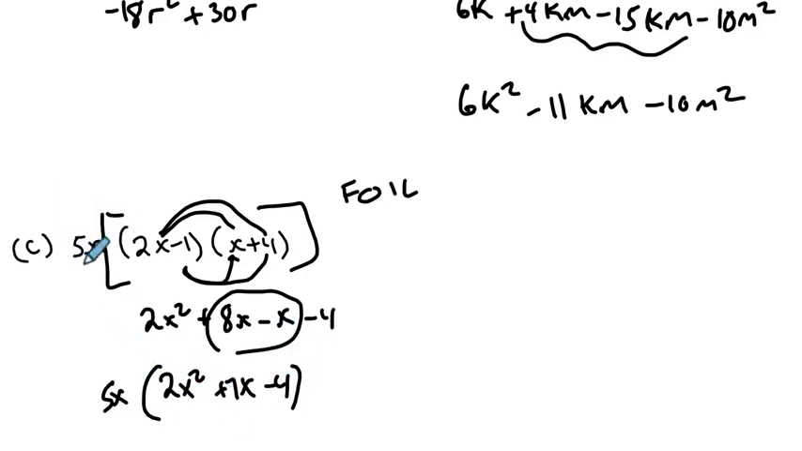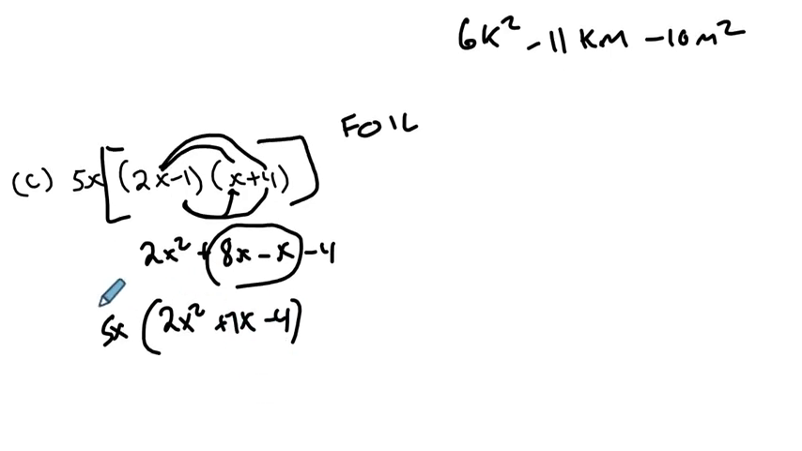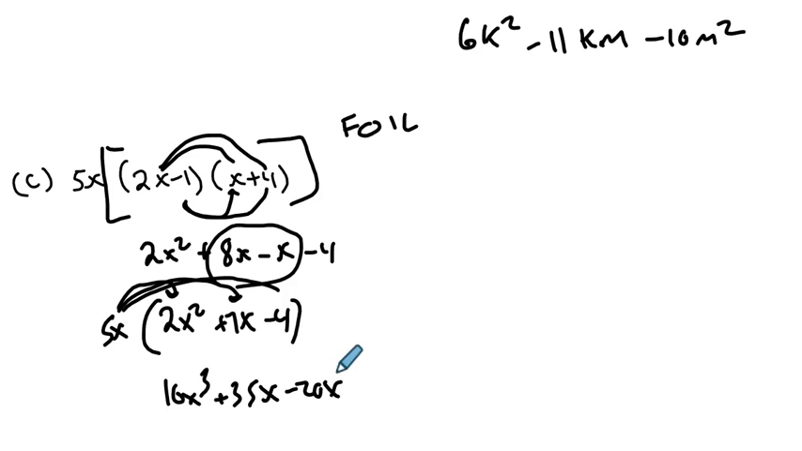This was 5x times this whole thing, so in the same manner I have to multiply 5x by everything in here. Let's just go ahead and do that, and I'll use the distributive property. 5x times 2x squared is 10x cubed. 5x times 7x is 35x squared. And 5x times negative 4 is negative 20x. And that should do it.